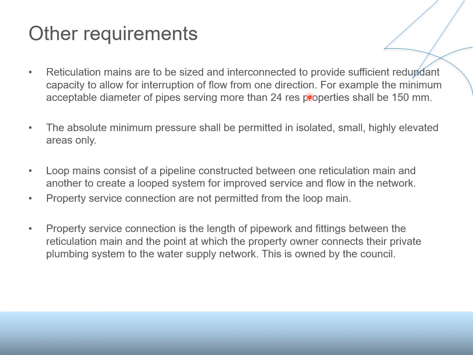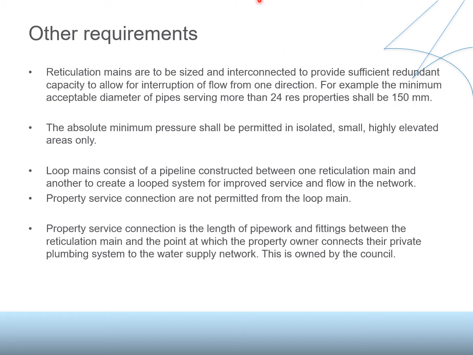Similarly, there is a minimum nominal diameter specified by the council, and that is 150 millimeters. Even though your design calculation shows the minimum diameter is 50 millimeters, and 50 millimeters is sufficient to supply to the properties, the minimum diameter you need to use is at least 150 millimeters. So even though calculation shows only 50 millimeters, you need to use at least 150 millimeters of pipe.